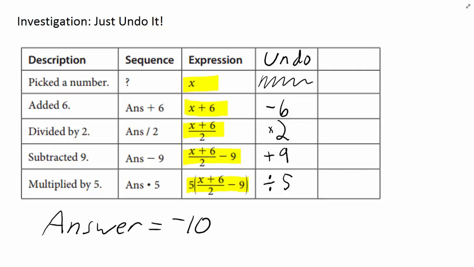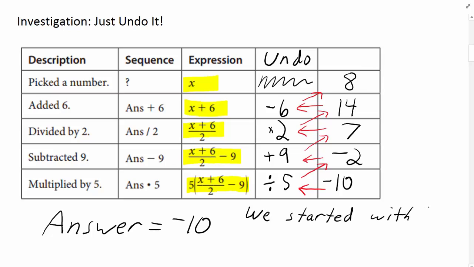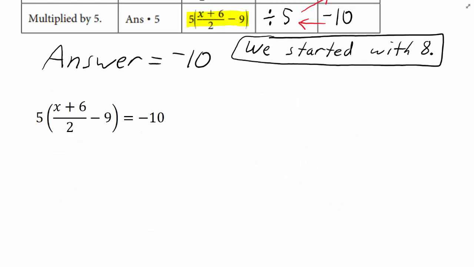Remember that we ended up with negative 10 after doing all the steps. We can work up the chart, starting with negative 10, and undo each operation until we find the starting number. So we begin with negative 10 and divide by 5 to get negative 2. We'll take the negative 2 and add 9. Negative 2 plus 9 equals 7. We'll take the 7 and multiply by 2. 7 times 2 equals 14. We'll take the 14, subtract 6, and we get 8. So we now know that the starting number was 8. We can check our solution by substituting it into the original equation and evaluating.